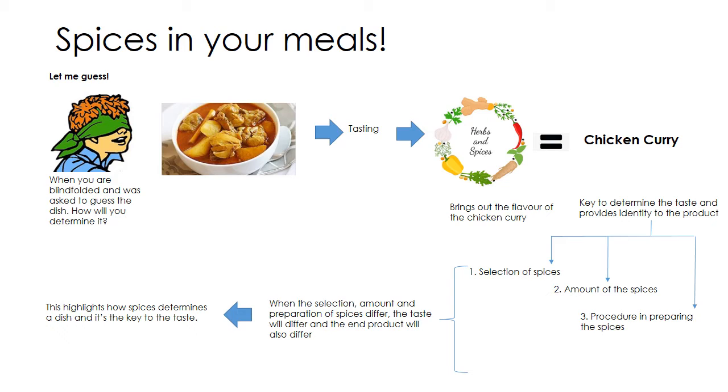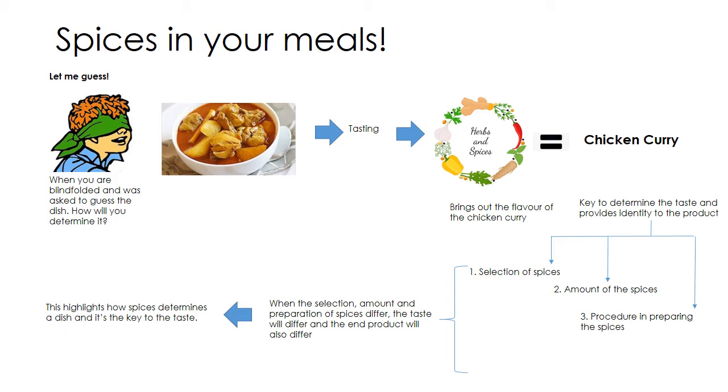So in this example, when I give you a chicken curry and I ask you to taste blindfolded, you're able to say it is a chicken curry based on the taste and the flavor that you get from the curry that results from the spices that have been used. So when the selection, amount, or preparation of the spices differ, the taste will differ and the end product will also differ. If you want to do a fried chicken, it will definitely be a different set of spices, different procedures and different amounts compared to cooking a chicken curry.